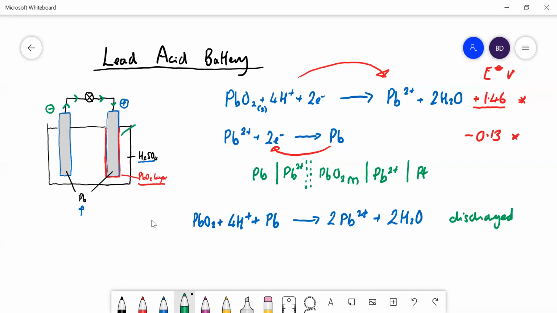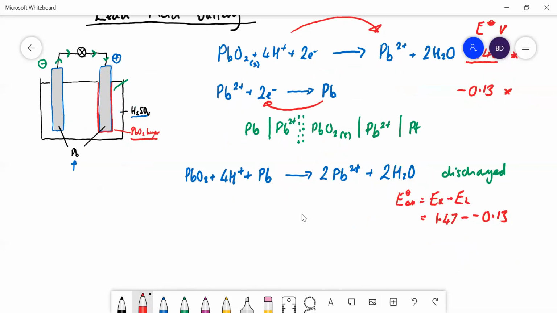So if we look at E cell for that under standard conditions, we can see E cell is equal to E right minus E left. So we're going to get 1.46 minus minus 0.139. So we would expect to get a voltage in standard conditions of 1.60 volts.